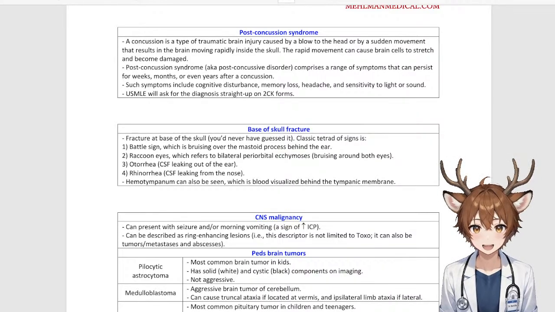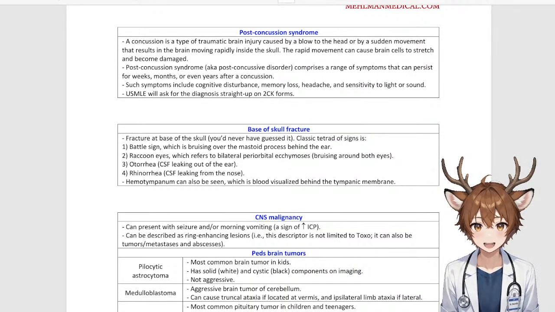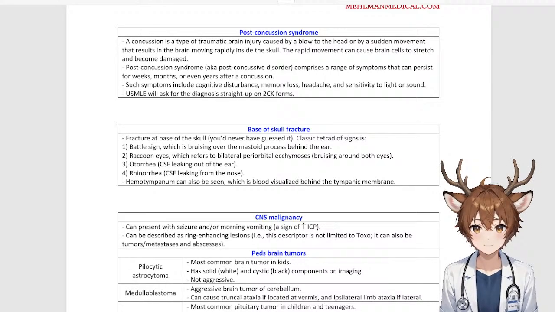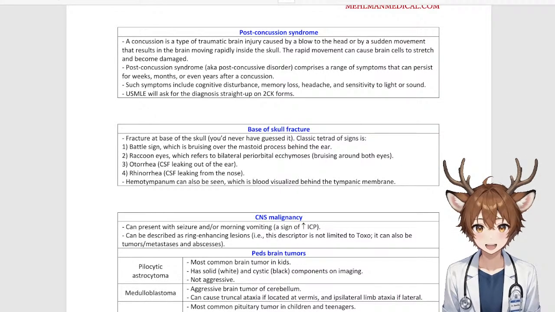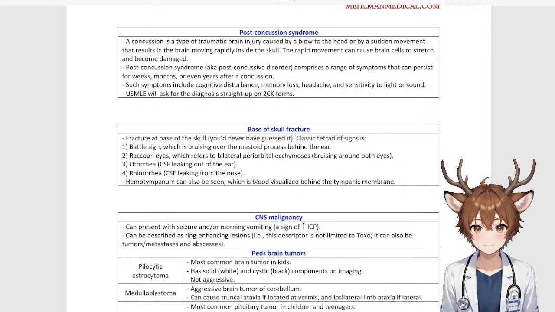USMLE will ask for a diagnosis right up onto CK forms. The base of skull fracture. Fracture at the base of the skull, you would never have guessed it. Classic tetrad of signs is 1.